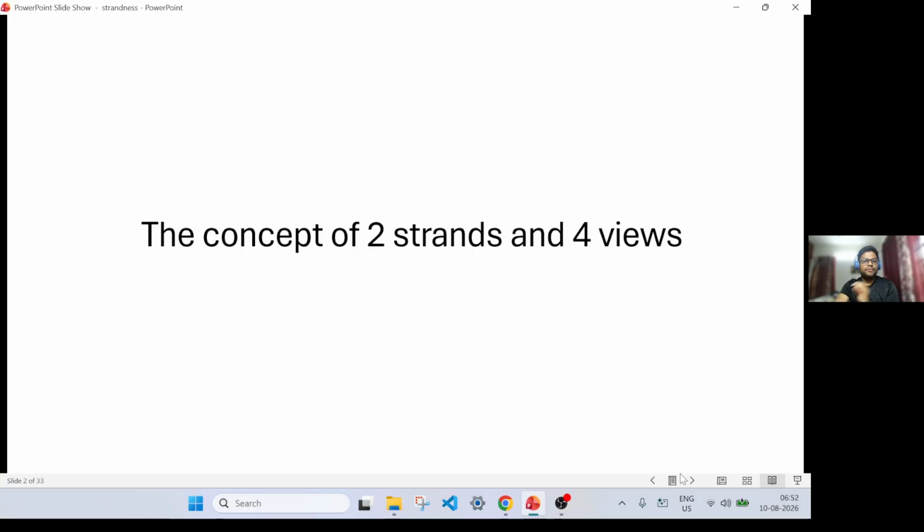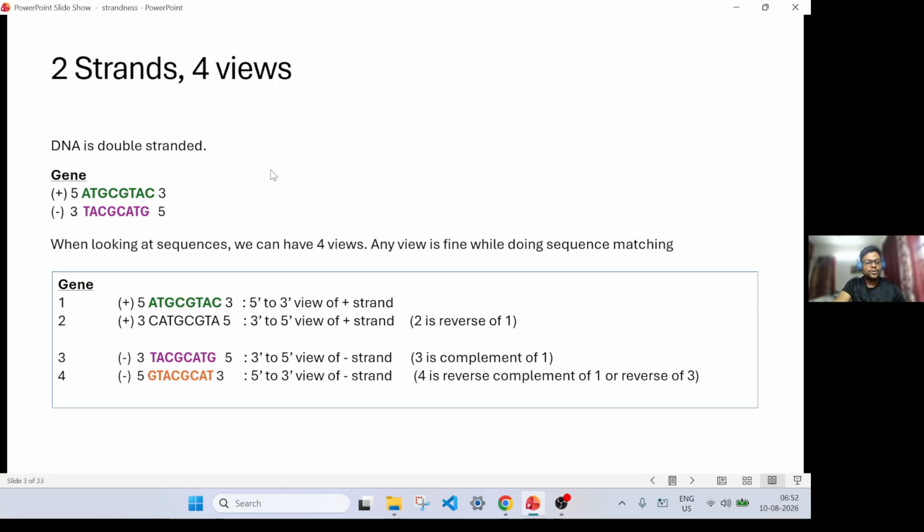Now let's start with the very fundamental concepts. We have two strands, and this concept of two strands and four views is what we will see. DNA is double stranded, so we have two strands. Let's call them the plus strand and the minus strand. These are complementary to each other.